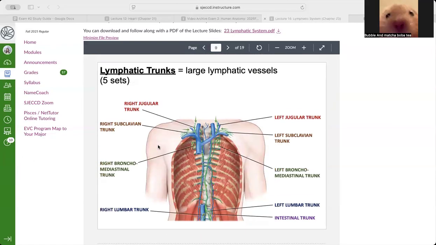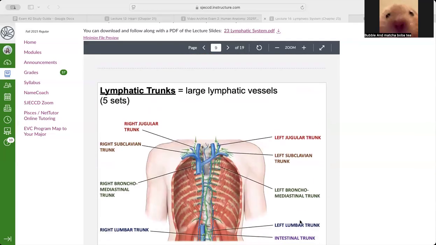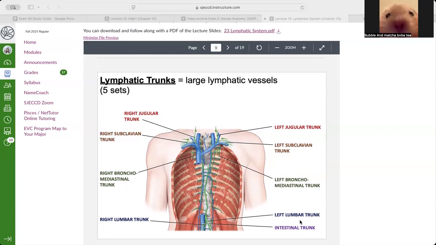And there are 5 sets, but 9 in total, so there are 4 that are a pair and 1 without a partner. As you can see here, you see they have left, right, left, right, left, right, left, right, left. The intestinal trunk is the loner. Okay, and let me explain where all of these are.